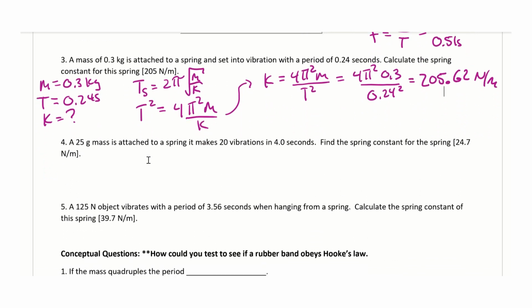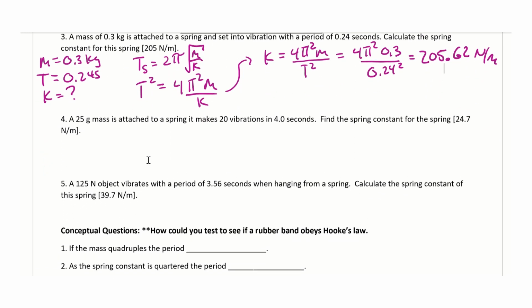All right. The next one, a 25-gram mass, we need to make sure we pay attention to the units, is attached to a spring. It makes 20 vibrations or 20 oscillations in 4 seconds. Find the spring constant. So the first thing we have to do is convert that mass. So kilo means 1,000. So 25 divided by 1,000 is 0.025 kilograms. We're moving that decimal place 3 spaces to the left.